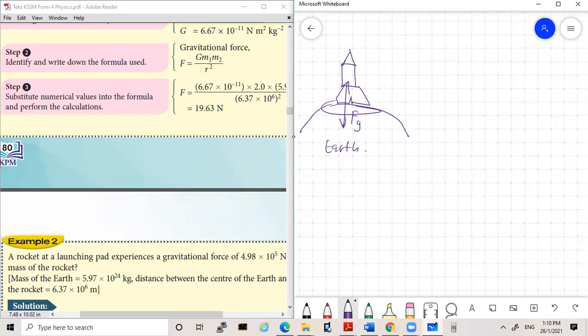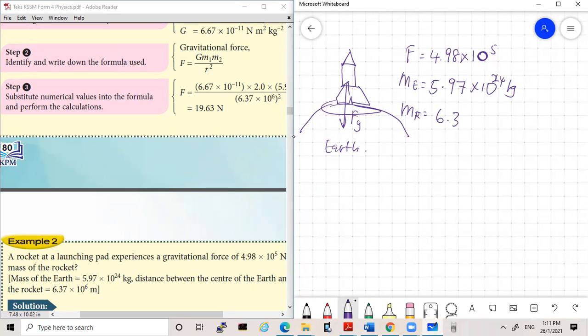Given that the gravitational force strength, or the magnitude of force F, is equal to 4.98 times 10 to the power of 5 Newton. Given also the mass of Earth, ME, is 5.97 times 10 to the power of 24 kilograms, and the mass of the rocket, I just write it as MR.